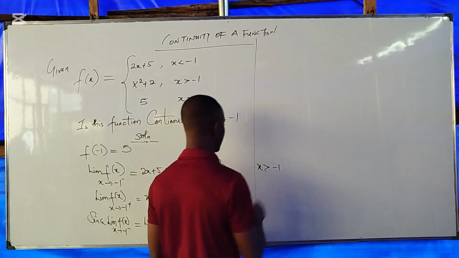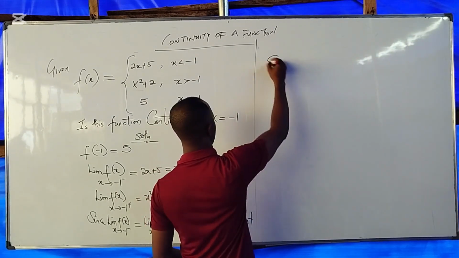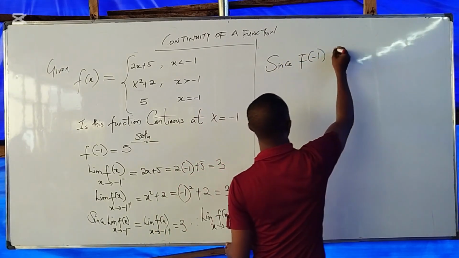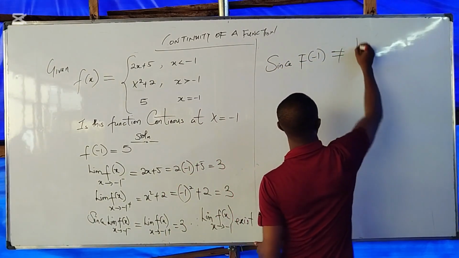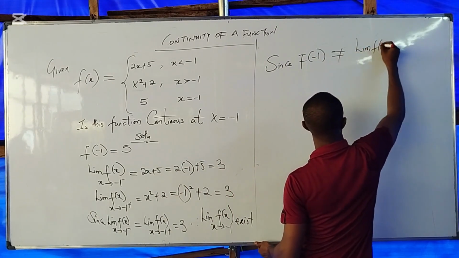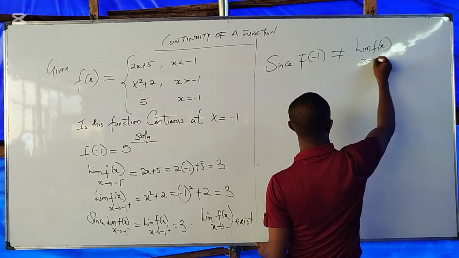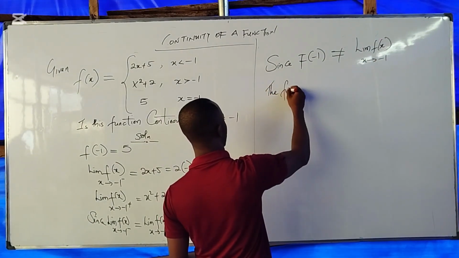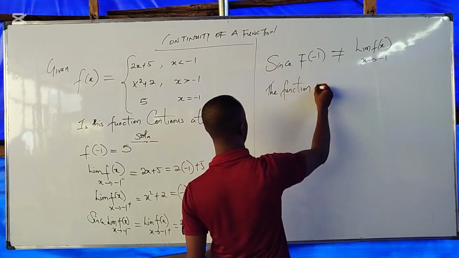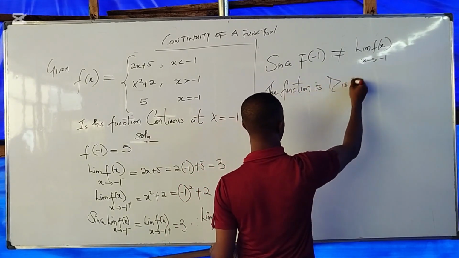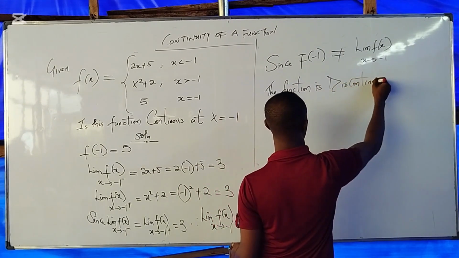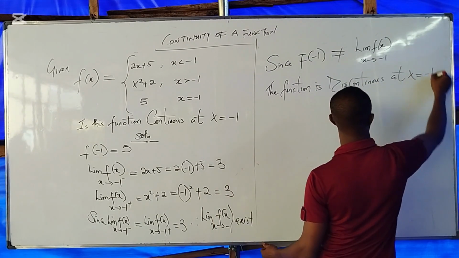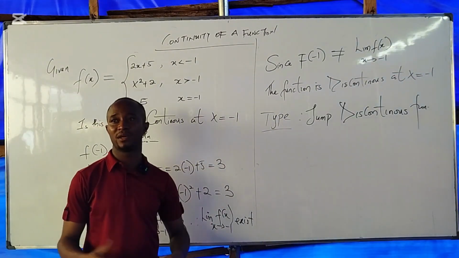I can say that since f of minus 1 is not equal to the limit of f of x as x approaches minus 1, the function is discontinuous. Is discontinuous at x equals to what? Minus 1. Let's see another wonderful example.